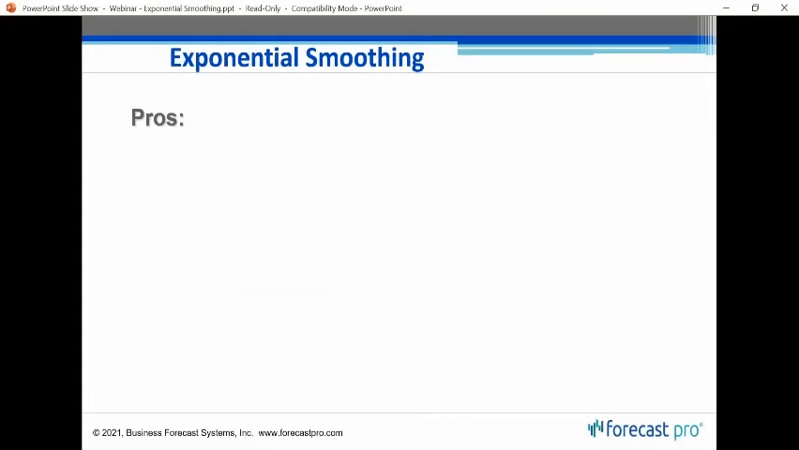So let's start off with some pros and cons. Here are some things that people say about exponential smoothing. For the most part, they're true. One thing is that it's simple to understand and simple to explain. I would say exponential smoothing is certainly simpler to understand and simpler to explain than a lot of other methods.